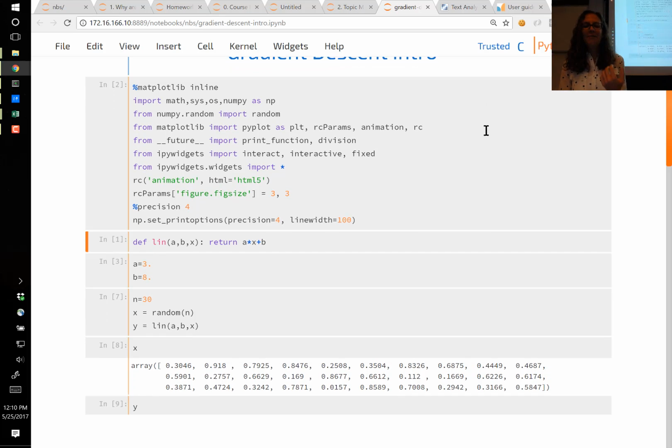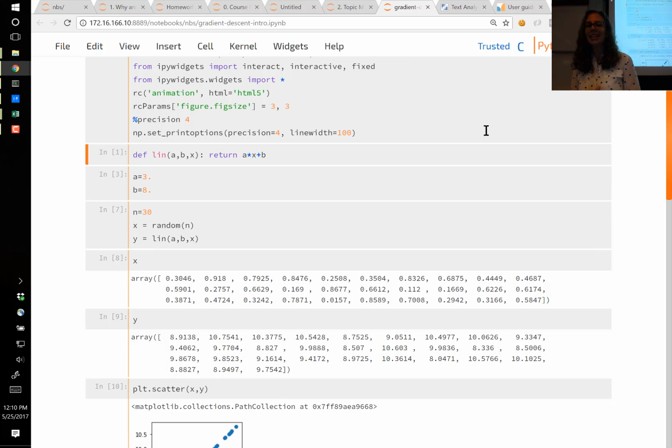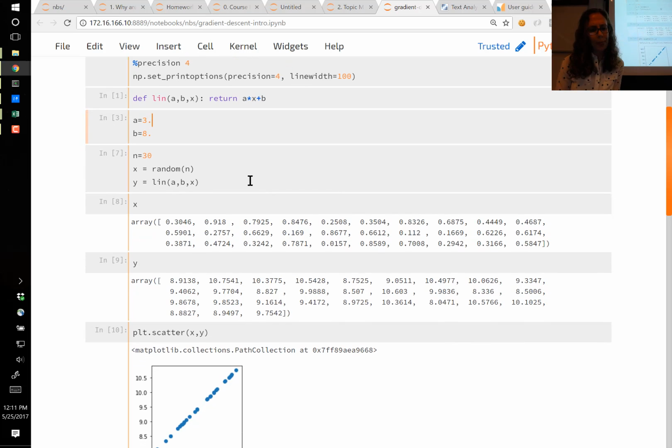So here we've got a method for a line that takes in a, b, and x and returns a times x plus b. We're going to choose our slope and intercept. This is what typically you don't know. So we're going to choose these to make a fake data set. And then this will let us check how good our method is if we can get back to them. But in the real world, you don't know what the, quote, true a and b are. And that's what you're trying to figure out.